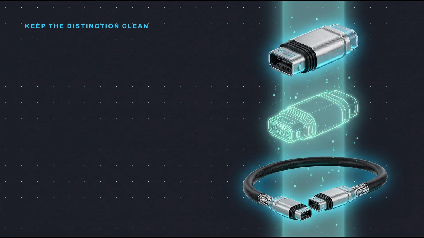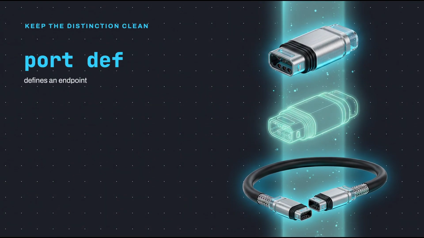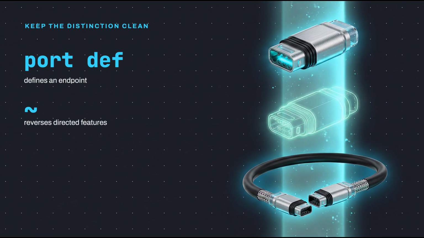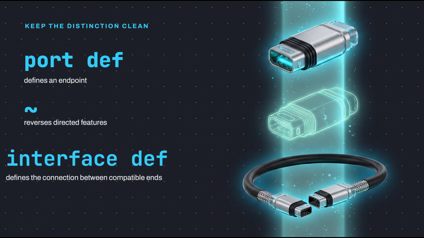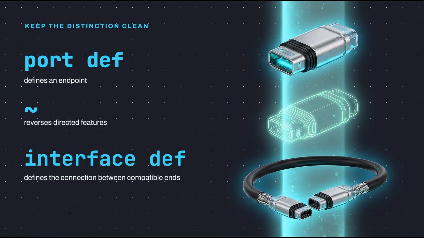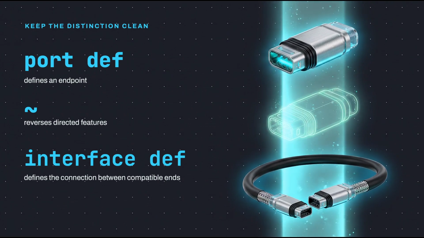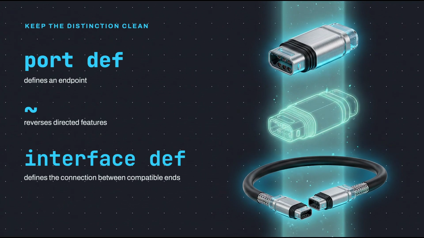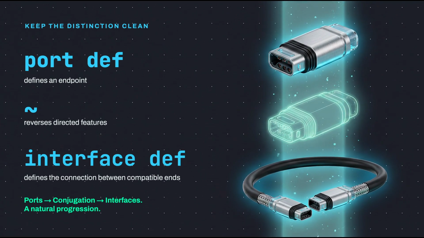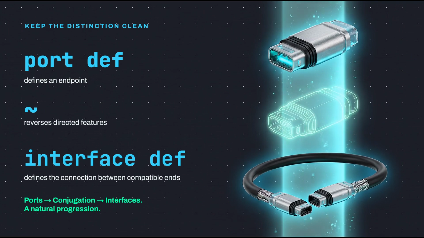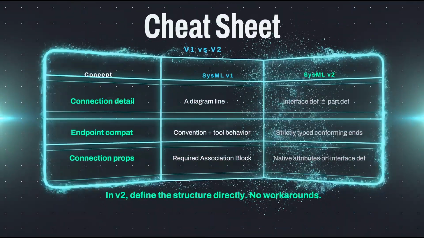Before we wrap up, keep the distinctions clean. Port def defines an endpoint. Tilde uses the conjugated form of an endpoint, reversing directed features. And interface def defines the connection relationship between the compatible port ends. This is the natural progression of the last few lessons. First, we defined ports, then we learned how to conjugate them, and now we are defining the relationship that connects them. Here is a quick side-by-side recap.